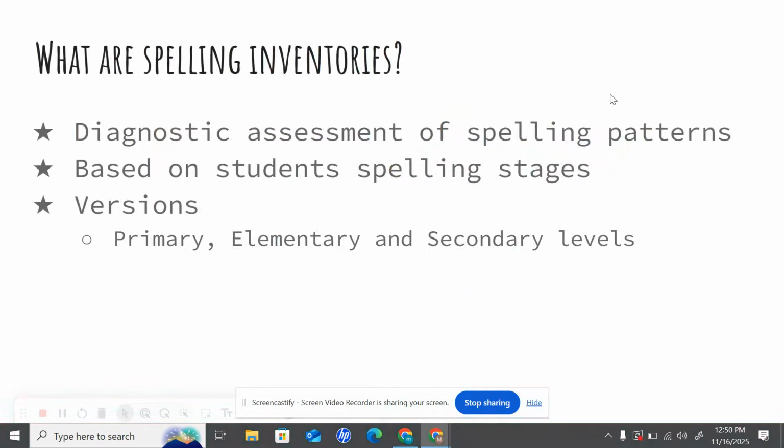So what are spelling inventories? Spelling inventories are quick diagnostic assessments that are designed to analyze students' knowledge of phonics, spelling patterns, and orthographic features. They typically come in three levels. There's primary, elementary, and secondary levels.